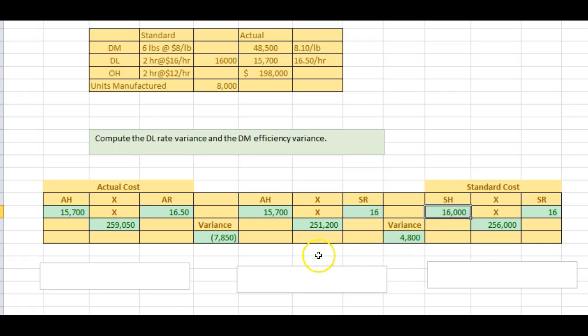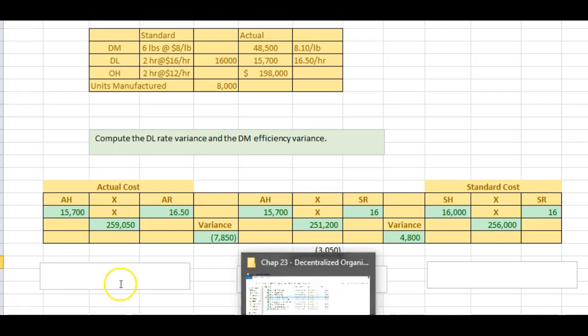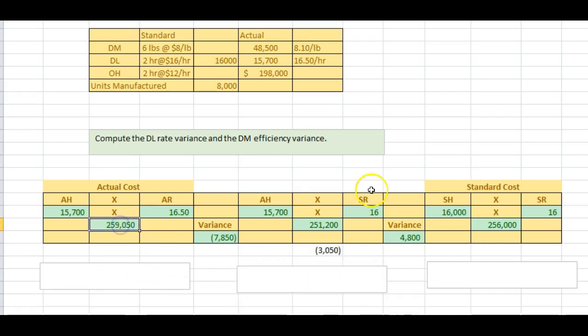So if you put these together, you had an overall unfavorable variance of $3,050. That means you're comparing what it cost us to what it should have cost us. Now, we used less time, but we spent more money. So you can see how each of those factors affected the variance. Now, one more.